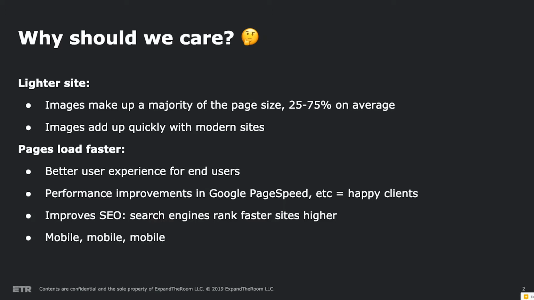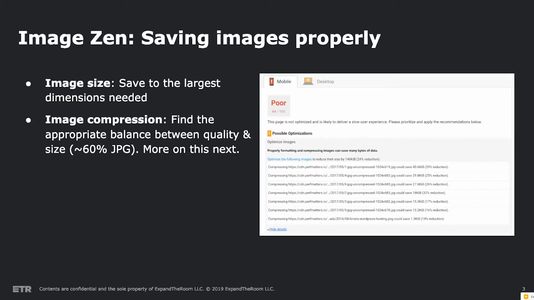So the easiest way to think about it is what I call image zen. There's a balance, and it's not an exact science, but the idea is you want to make sure you have your image size and your image compression for each image optimized to what it should be to match the design. Image size is usually based on the design and the usage of the image. So you want to make sure that you upload images that are sized for the largest dimension that's going to be used on the site. And then we scale it down for other usages throughout the site.